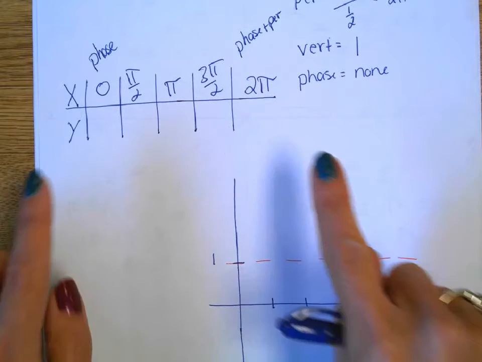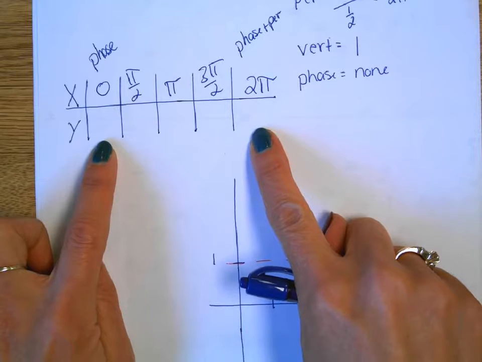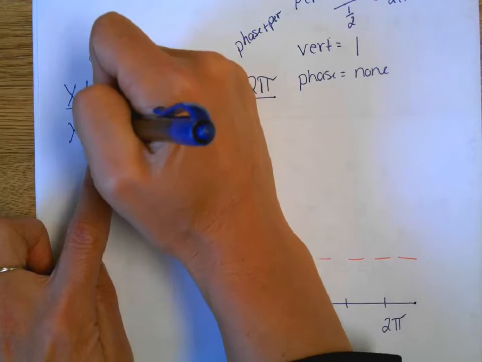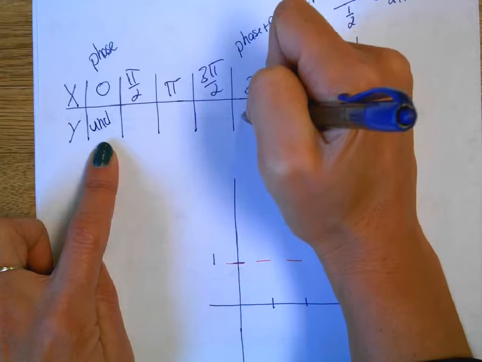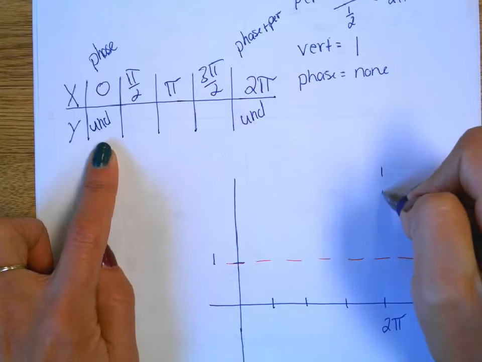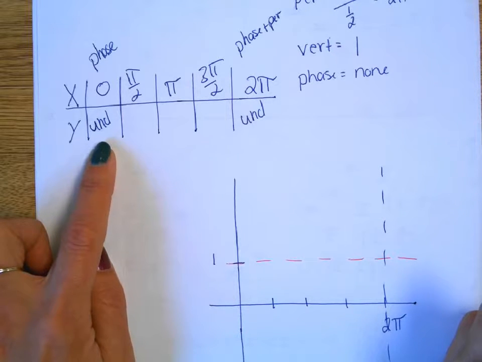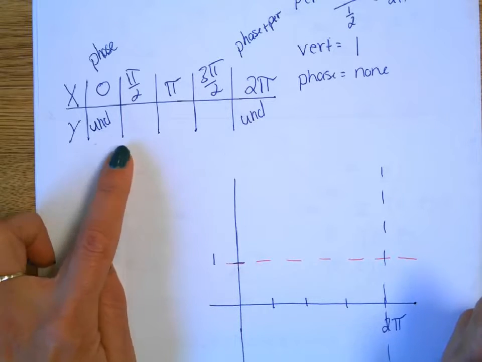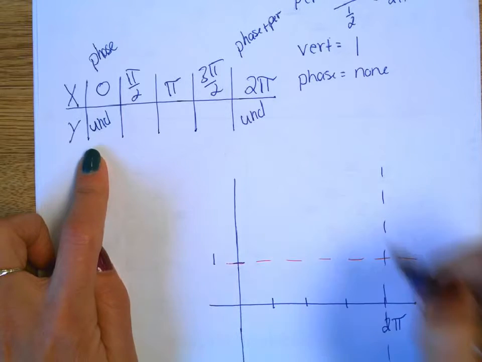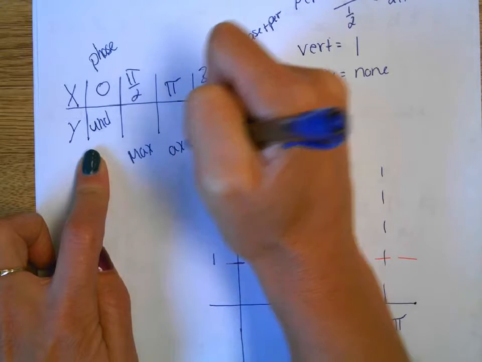Okay, the pattern through the y's. The easy points are to fill in the first and last y's. What are they? Undefined and undefined, because they're the asymptotes. And then look back at cotangent's pattern. What's cotangent's pattern for those three middle values? Max, zero, min.